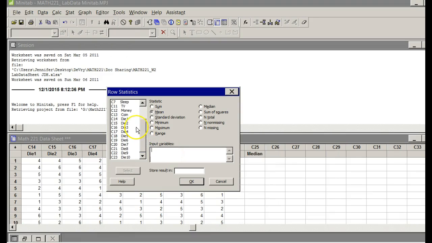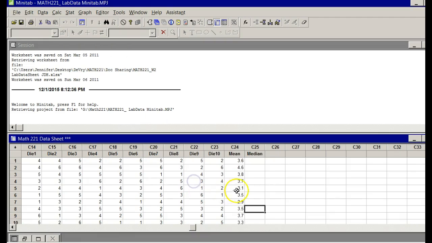Scroll up, and starting with die 1, click die 1, die 2, die 3, die 4. Watch it and make sure you're not double clicking or getting more than one of them. Die 8, die 9, die 10. Let's count them: 1, 2, 3, 4, 5, 6, 7, 8, 9, 10. And then we want to store the results. We're going to click on Store Result In and scroll down to where I typed mean. I'm going to double click on mean. Say OK. Click OK. Look at that. Under the mean column, it's got the mean of the rolls. In other words, this person rolled it 10 times and got an average of 3.2.